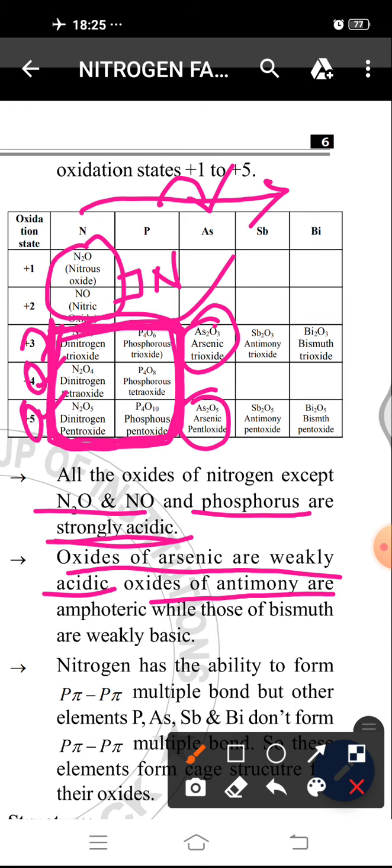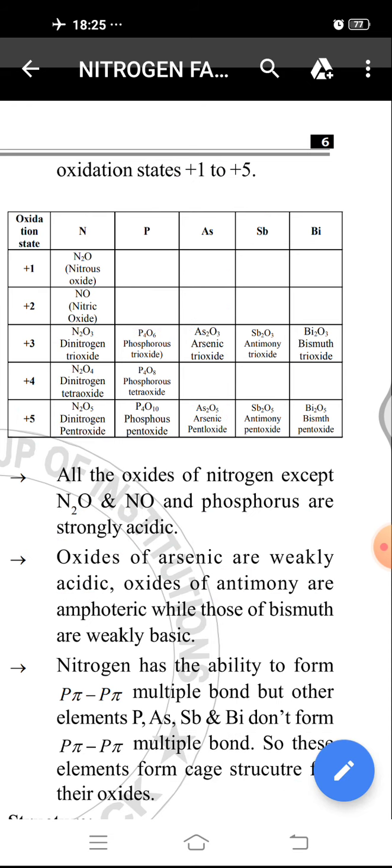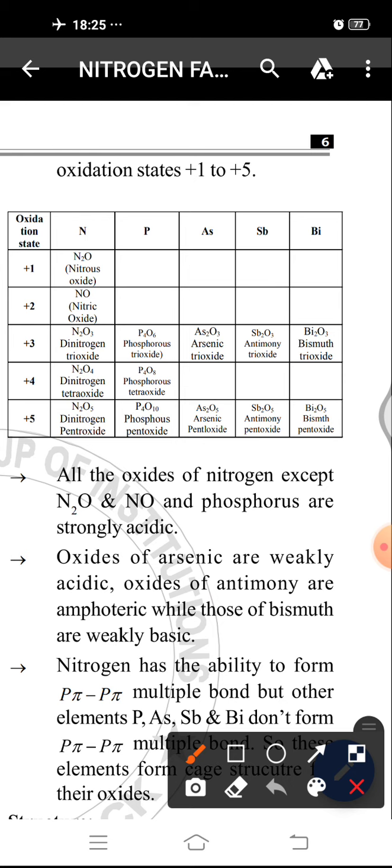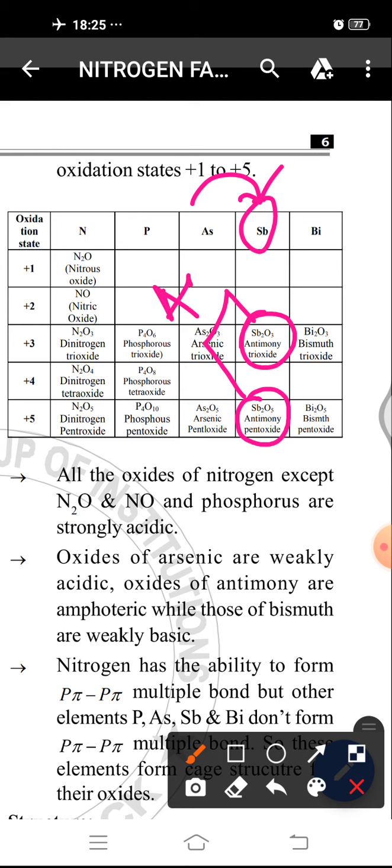Oxides of antimony are amphoteric. Oxides of antimony are amphoteric because in case of antimony, acidic nature decreases and basic nature develops. So these oxides show both acidic and basic properties. So these oxides are amphoteric in nature.